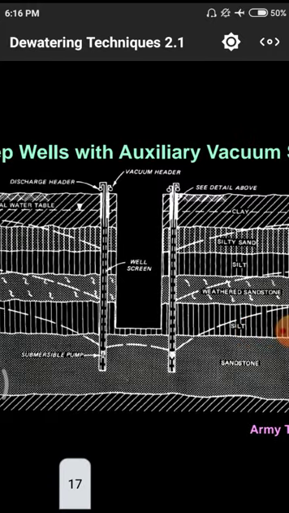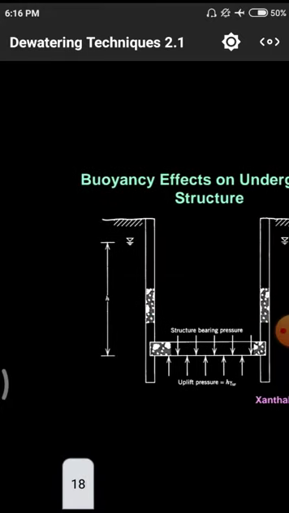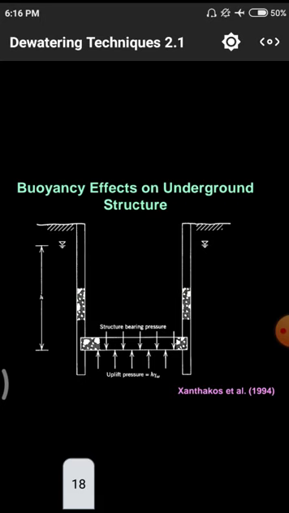This is a deep well with an auxiliary vacuum system. Next one: what are the buoyancy effects on the ground surface? For these buoyancy effects, we will have a small introduction to fluid mechanics and buoyancy layers. What is this buoyancy layer?